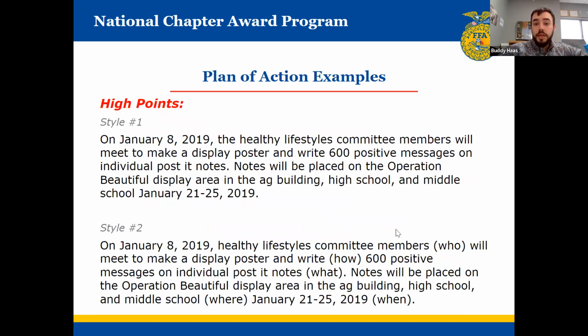So these 2 examples here are examples of high point categories. So I'm going to show you all high point examples. Again, you can decide where the range is. But the idea is this is going back to Operation Beautiful, where we're writing the 600 positive notes for kids in the ag building. So it's saying on January 8th, 2019, the Healthy Lifestyles Committee members will meet to make a display poster and write 600 positive messages on individual Post-it notes. Notes will be placed on the Operation Beautiful display area in the ag building, high school, and middle school, January 21st to the 25th, 2019.